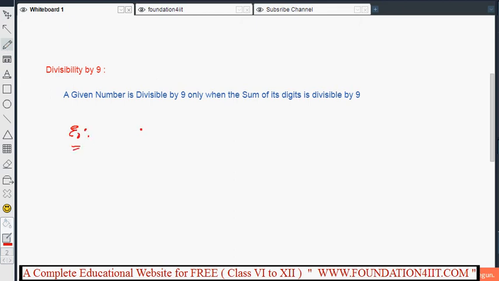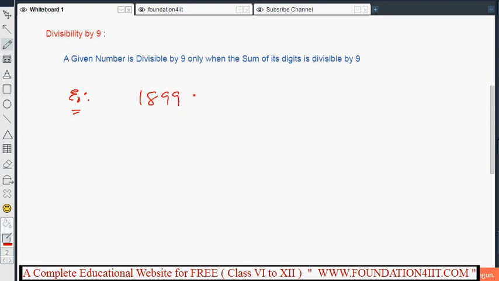So for example, 1899. Now add the digits: 1 plus 8 plus 9 plus 9. 1 plus 8 is 9, 9 plus 9 is 18, and then 27. So 27 is divisible by 9, and this 1899 is also divisible by 9.